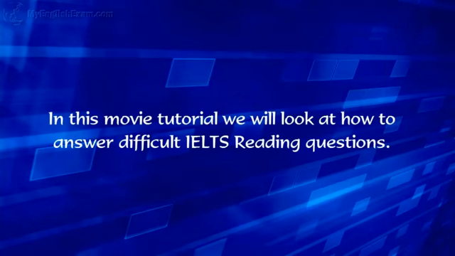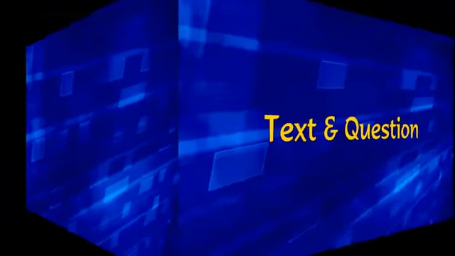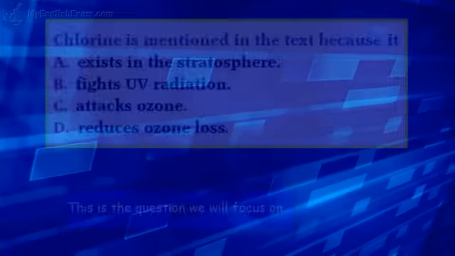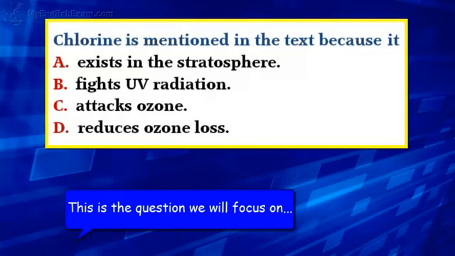In this movie tutorial, we'll look at how to answer difficult IELTS reading questions. This is the question we will focus on. Chlorine is mentioned in the text because it A. exists in the stratosphere, B. fights UV radiation, C. attacks ozone, D. reduces ozone loss.